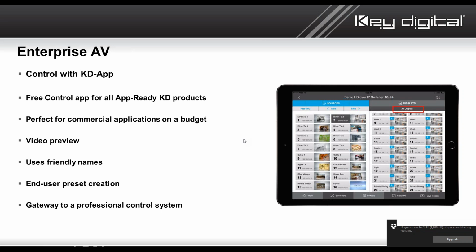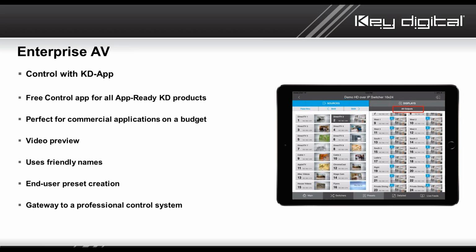Now, if you want a portable means of controlling the system after you've installed it, one way you could do it is control it by the KeyDigital app, like I mentioned. This has been out for over a year now, and if you haven't used this yet, all the new KeyDigital devices with an IP control ability are app ready now. You can scan your network, it'll find your KeyDigital devices, and it'll give you a pre-built GUI to control the system. So it's perfect for commercial jobs on a tight budget.